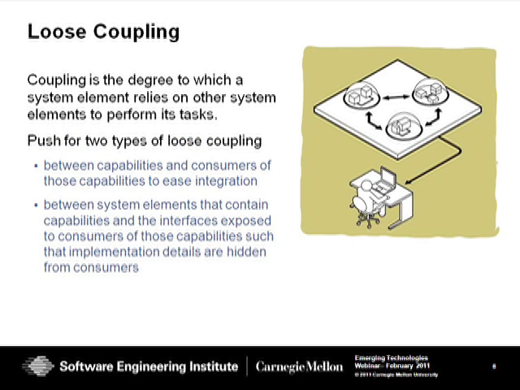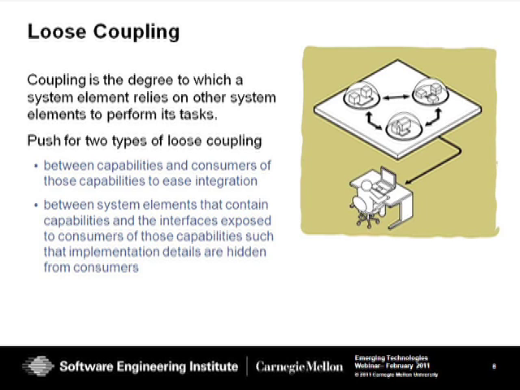The typical computer science definition of coupling is a degree to which a system element relies on another system element to perform its tasks. What we are seeing in systems in general is a push for two types of coupling. The first type of coupling is between capabilities, or you can think of them as data, the people that produce the capabilities or produce the data, and the people that consume that data. So, for example, in the service-oriented world, it's that separation between the service consumers and the service providers.